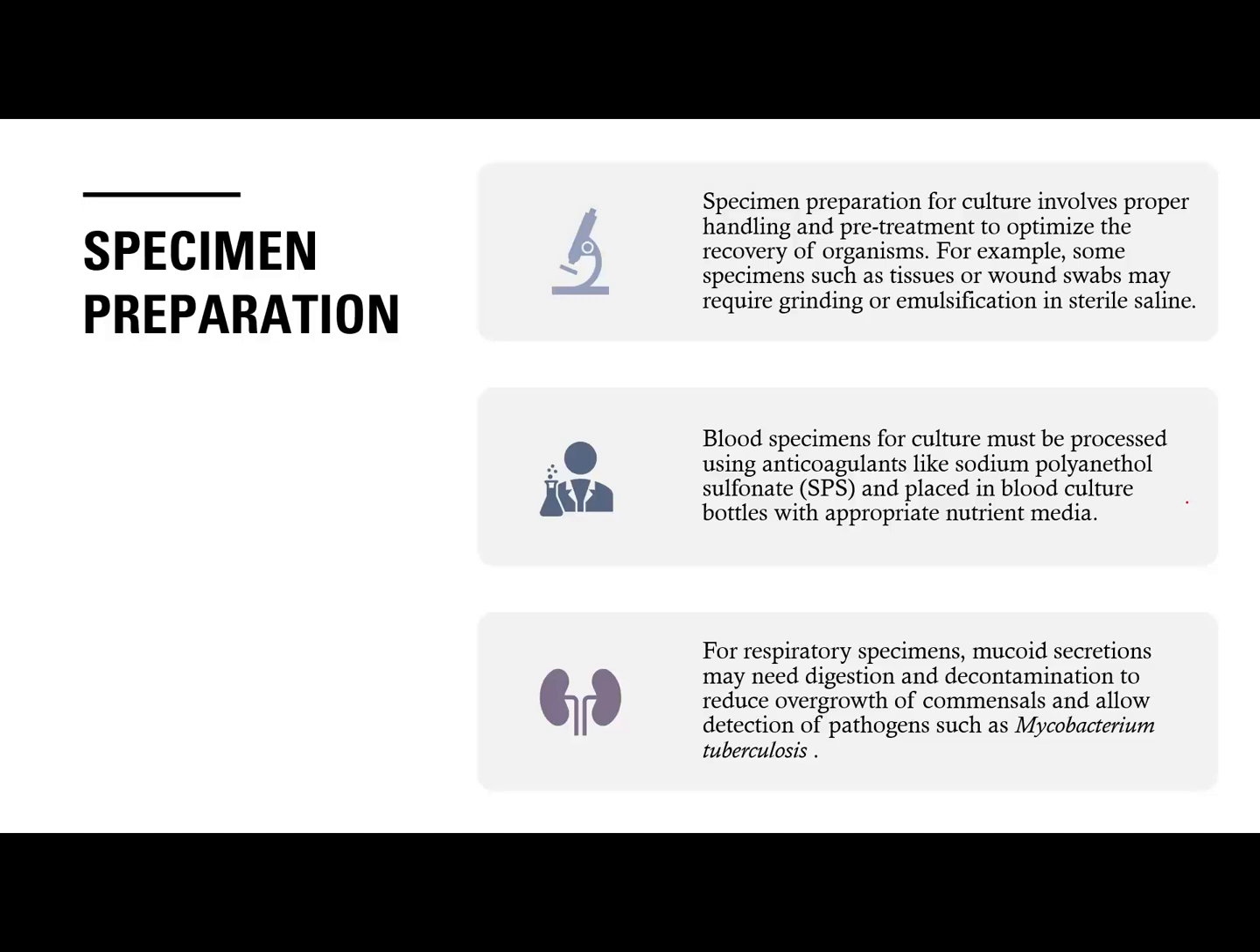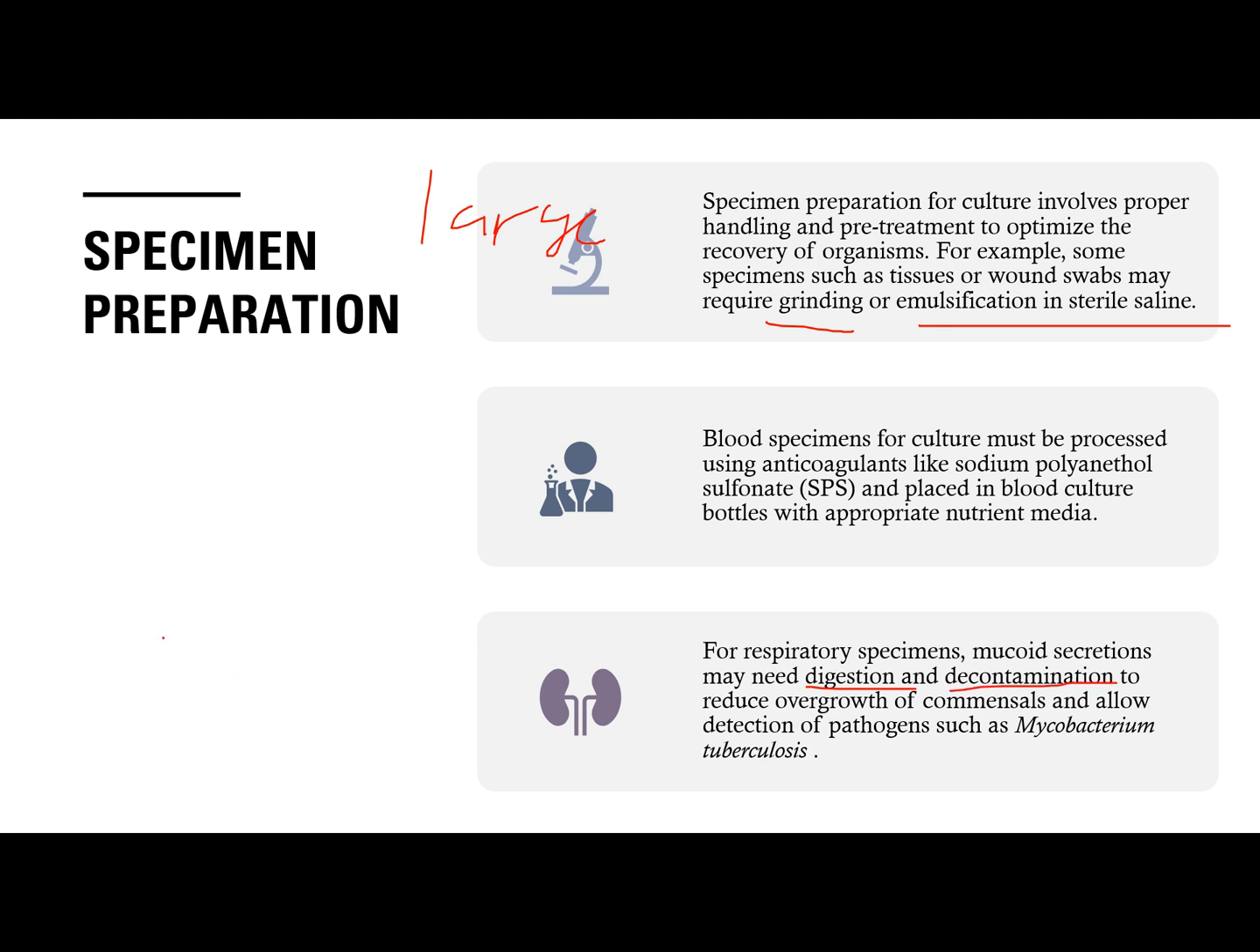So you need to take note of proper specimen preparation. If you're going to collect tissues or swabs, it may require grinding or emulsification in sterile saline. Usually, class, sa laboratory, pag dumating ang mga tissue samples nyo, they come in very large sizes. So you may need to grind it first or emulsify it in sterile saline so that it would soften and be easier to process. Then you need to also process blood samples like SPS, placed in blood culture bottles. Then for respiratory samples, you need to do digestion and decontamination.